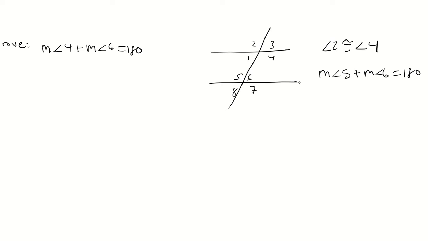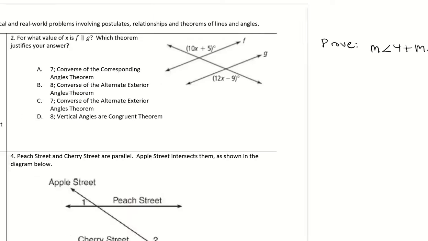You've got angle 6 here, but we don't have anything about angle 5, right? So we need information in order to plug this in so that we can get angle 4. But all we know is that angle 4 is congruent to angle 2. If I plug that in here, that gives me the measure of angle 2 plus the measure of angle 6 is 180. That's not what we're trying to prove. So it's not going to be that.